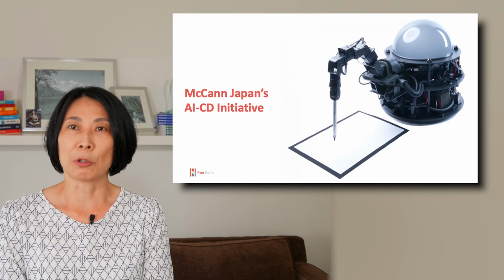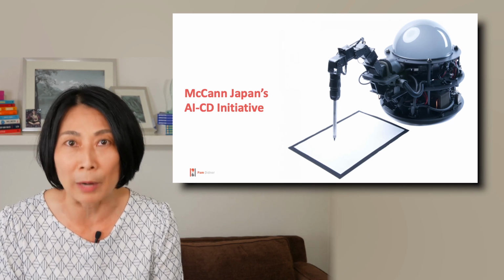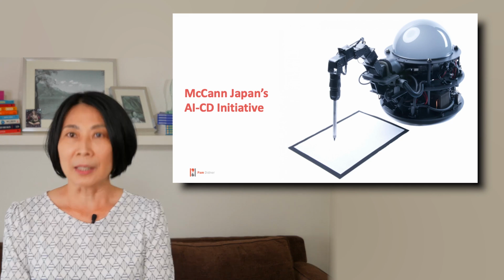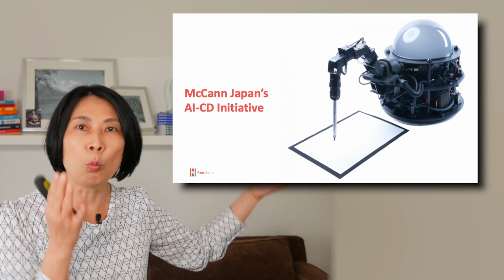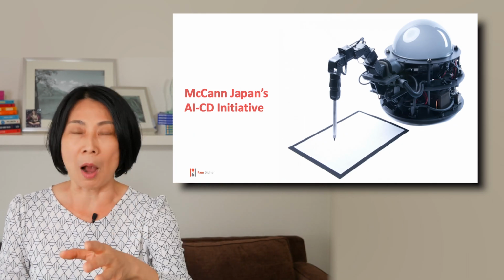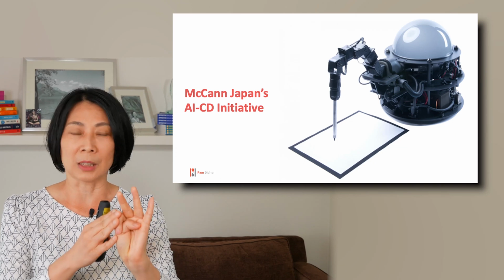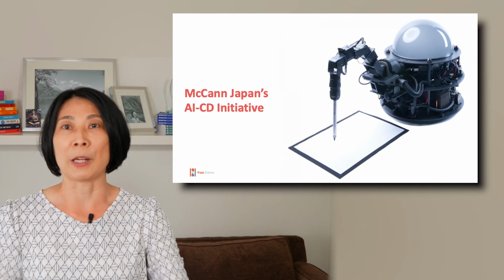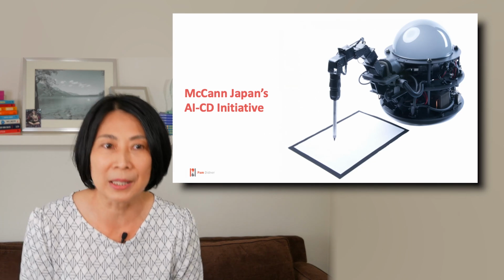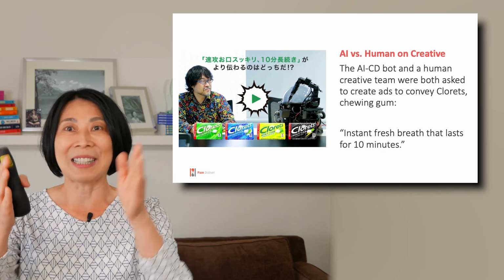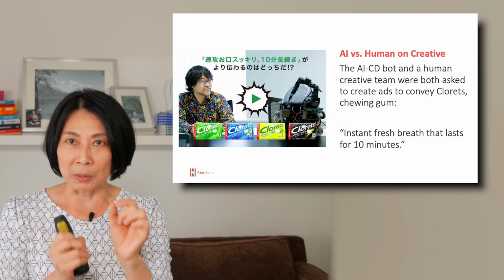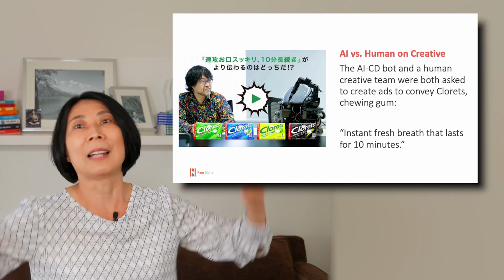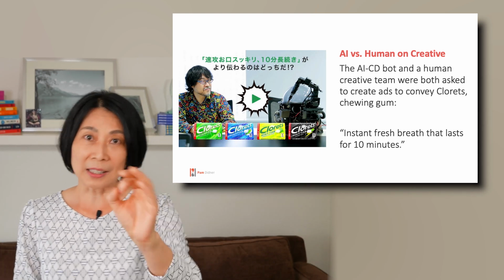Chatbot is one usage of artificial intelligence. What about creative? In 2017, McCann Japan created the Artificial Intelligence Creative Director Initiative, AICD. And they created this specific bot. They entered the past 10 years of award-winning commercials into this bot with the key selection criteria, why they are successful, unique differentiators, and all the information. Then they pitted the human creative directors against the bot. They picked a client, Clorets, and provided a very specific brief: instant fresh breath that lasts 10 minutes. That's the creative concept.